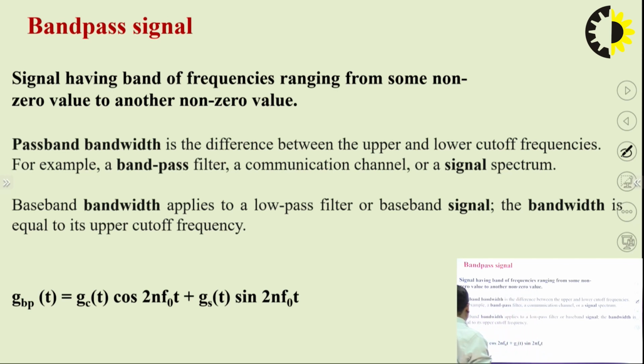Similarly, baseband bandwidth applies to a low pass filter or baseband signal, and the bandwidth is equal to its upper cutoff. So a baseband signal is different; it is like a low pass signal. But the band pass signal applies to a band pass filter, which passes a signal of frequencies for a particular range, from F1 to F2, from lower cutoff to upper cutoff.